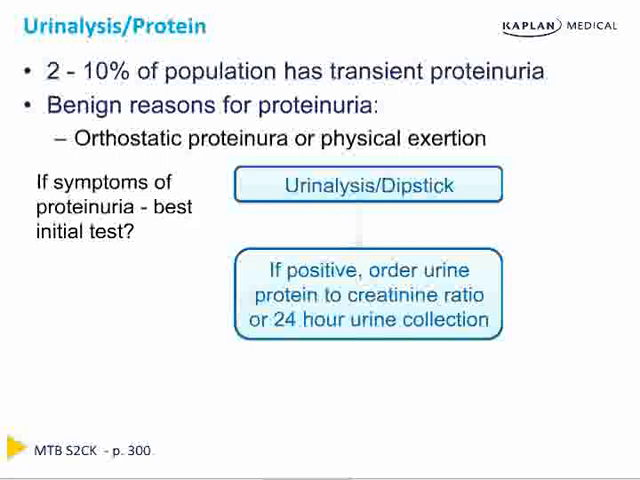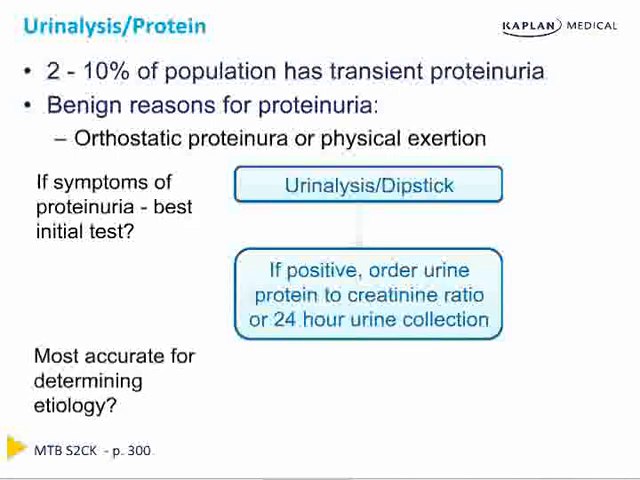Also, the numeric value of protein to creatinine ratio correlates with the grams of protein that would be found if a 24-hour urine sample had been collected. For example, a ratio of 2.5 protein to creatinine correlates to 2.5 grams of protein lost in 24 hours.